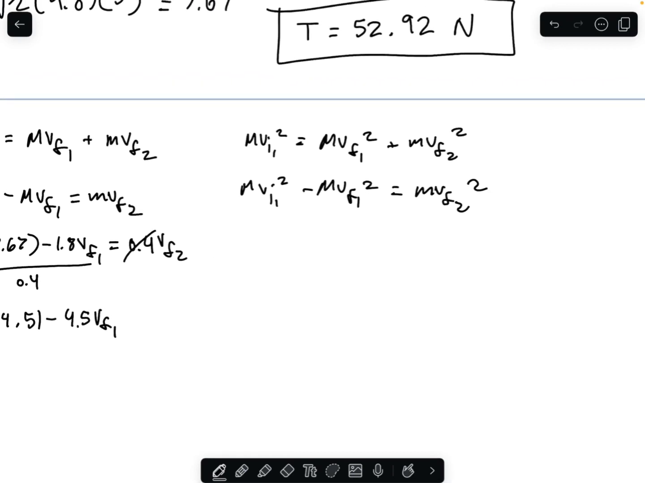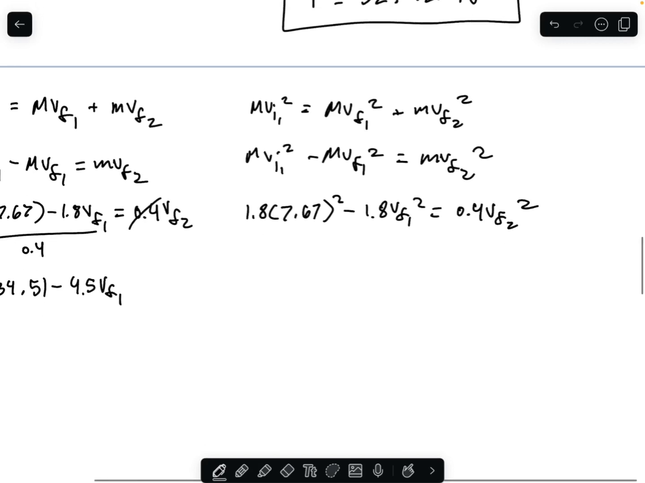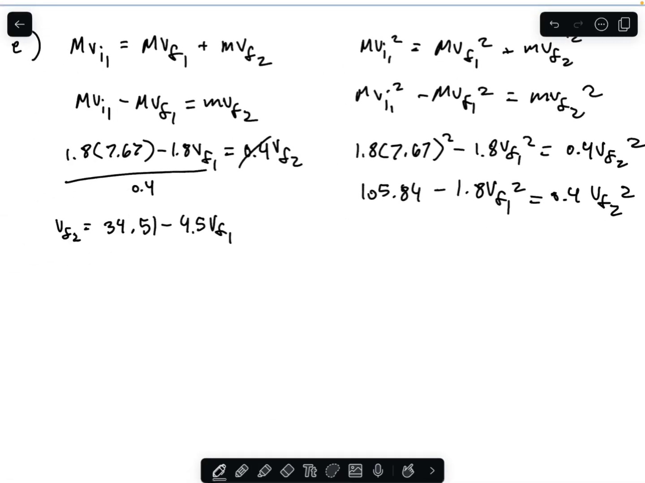And now I'm also going to plug in all the numbers for the kinetic one. So this one is going to be 1.8. It's going to be the same thing as the momentum one, but has a square after the VF. Okay, and then I'm going to simplify that into 105.84 minus 1.8 VF1 squared equals 0.4 VF2 squared. Okay, and now I'm going to square both sides of this so I can substitute VF2 squared into this equation.